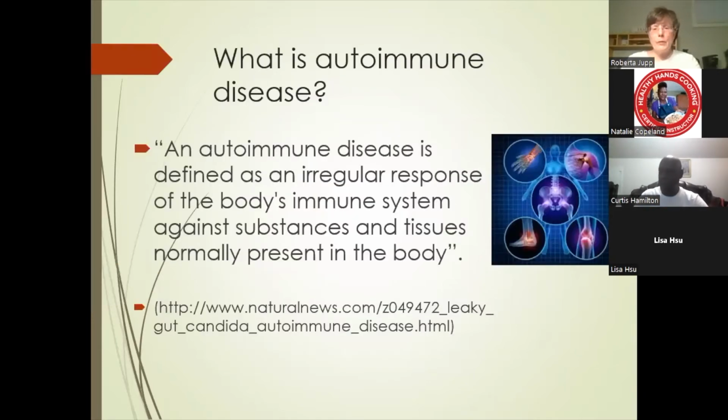So the first question we may have is, what is autoimmune disease? And naturalnews.com defines it as an irregular response of the body's immune system against substances and tissues that are normally present in the body. So it's the body responding to things that are normally in the body, but it's an abnormal response.